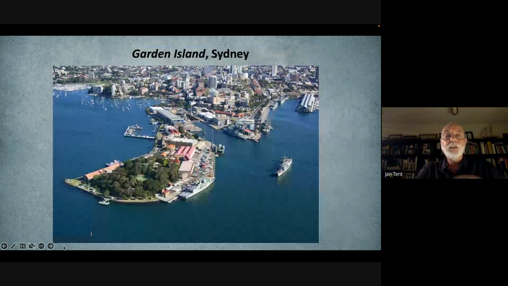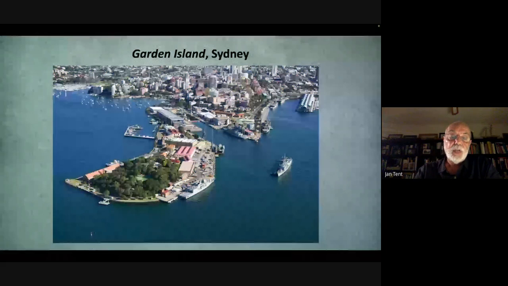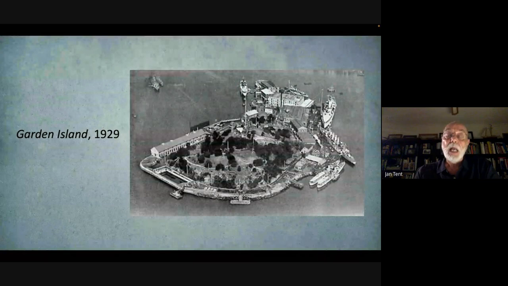In Sydney, we have a place called Garden Island, which is a naval base. And you'll see that it's not an island at all anymore. When Sydney was first settled, a garden was established on that island to grow vegetables, hence the name Garden Island. Here's a picture of the island in 1929, so it's still an island then, but in the meantime it has been attached to the mainland.